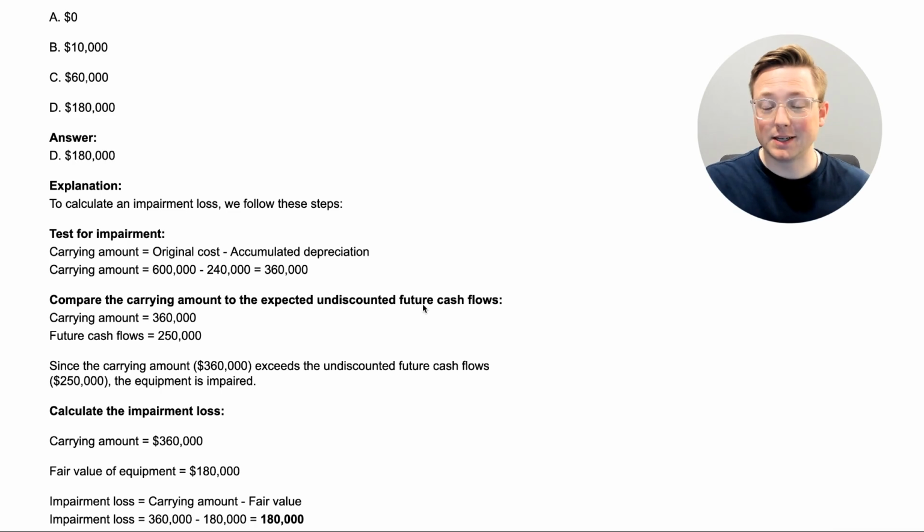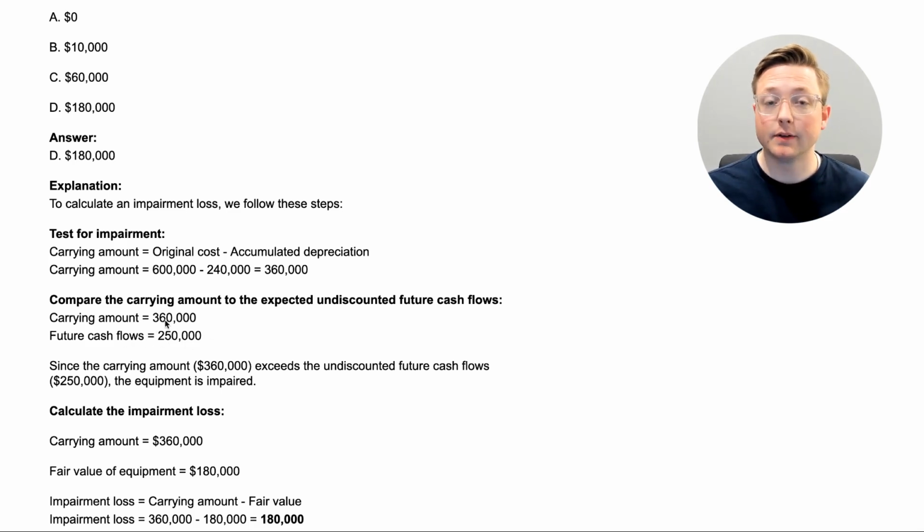So if they're expecting to make less money than the carrying value of the asset right now, then that means that there's an impairment because the asset has a carrying value that is bigger than the money they're even expecting to get from that asset. So the carrying amount being bigger than the future cash flows means that an impairment is necessary, but you do not subtract the future cash flows from the carrying amount. So don't get confused by that.